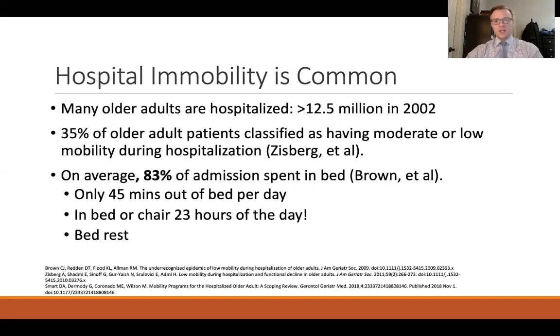With these numbers, we can categorize most older adults in the hospital as experiencing bed rest, even if they don't have a specific order for bed rest by their physician.